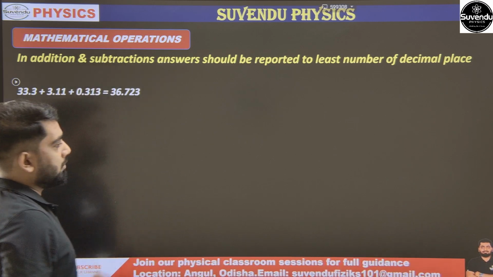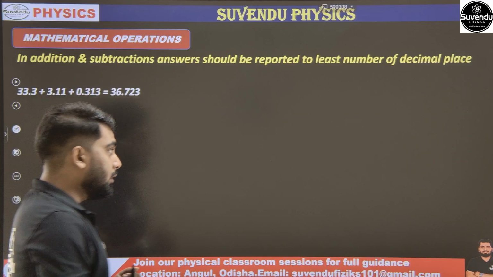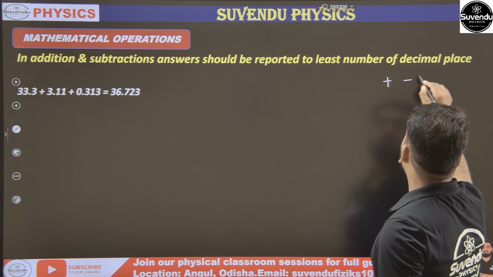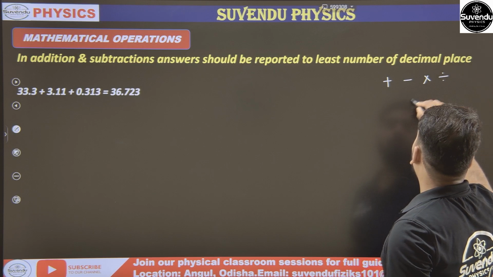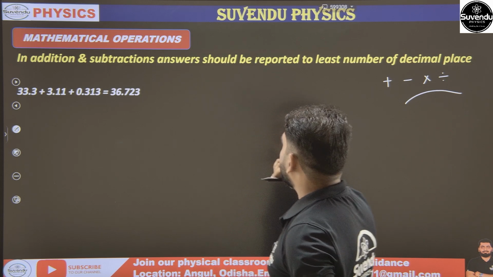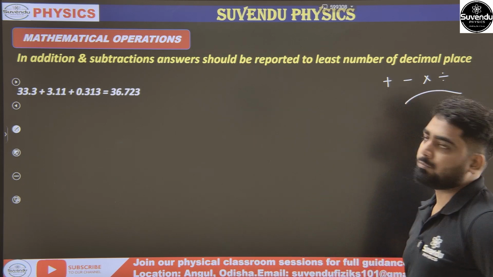So next part is our mathematical operation, and in case of mathematical operation we have to focus upon addition, subtraction, multiplication and division. How we can proceed? So देखो, in addition and subtraction, answer should be reported to least number of decimal places.